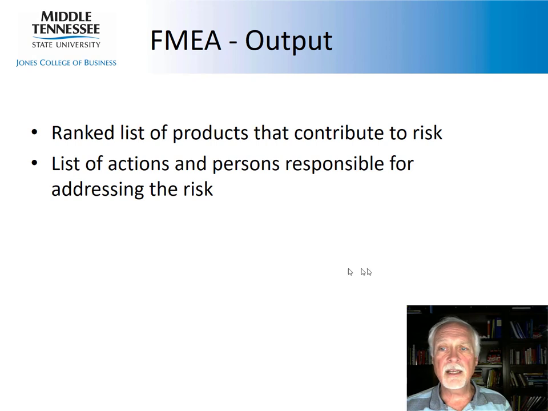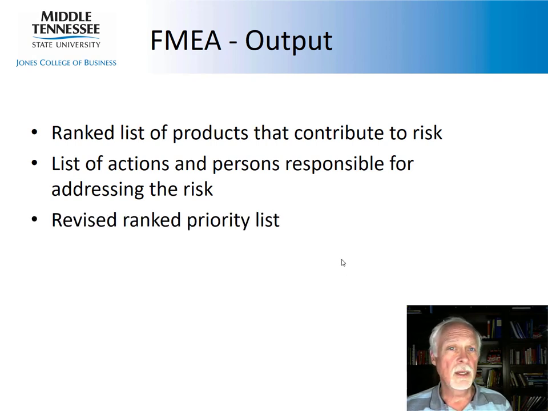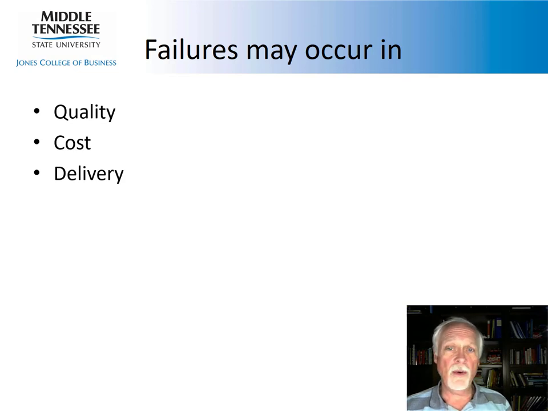So outputs: ranked lists of products that contribute to risk, a list of actions, the person responsible, and then a ranked priority list. How can failures occur? Almost always they can occur in terms of quality, cost, and delivery. I can fail in such a way that the product just doesn't do what it's supposed to do. I can fail in such a way that it's a lot more expensive than is even acceptable. And I can fail, particularly if our product is a service, because it's late. So this delivery is a time factor.